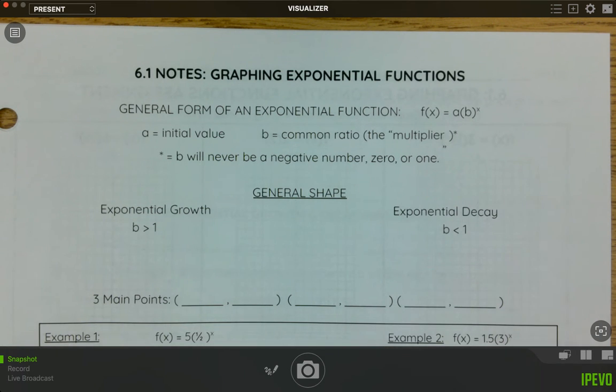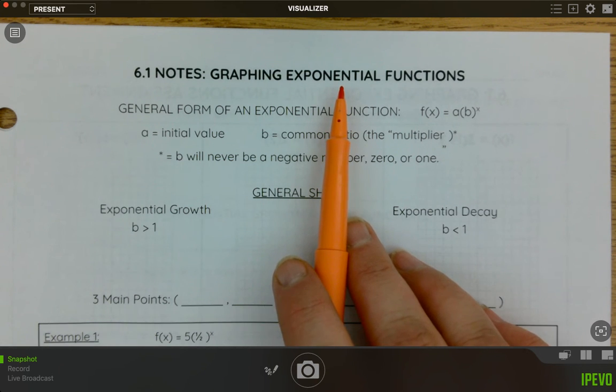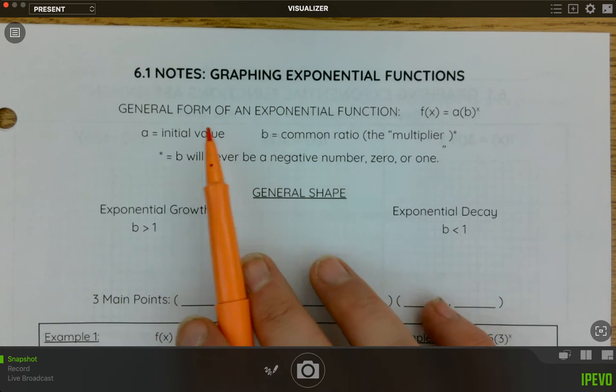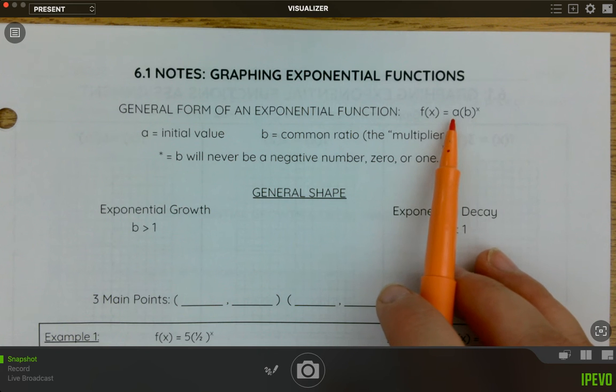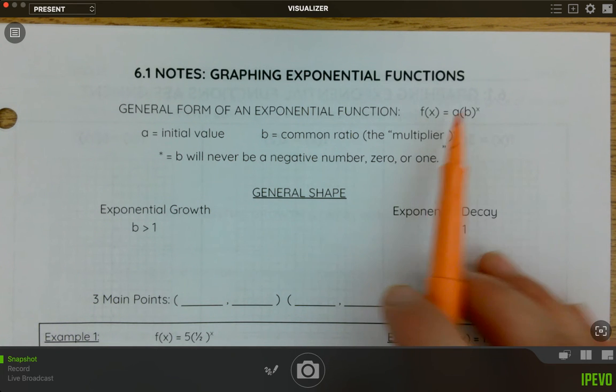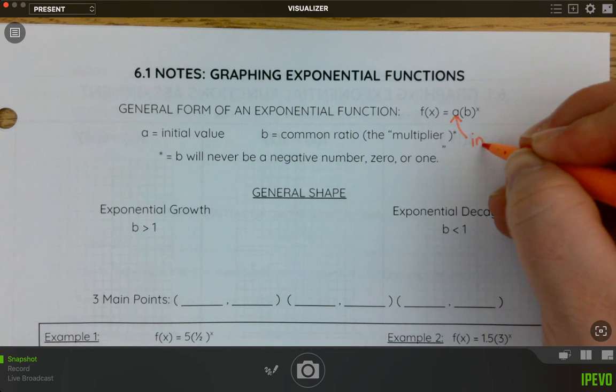So this entire unit is over something called exponentials and the inverse or the opposite of them, which is called a logarithm. The general form of an exponential function looks like this, and I'm going to come back to this all unit. Basically, what I need you to know is that this number in front right here, a, is the initial value.